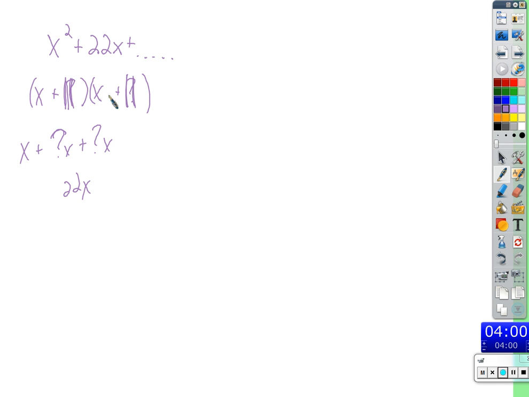And now that we know that that's 11, we know that when we multiply this together, we're going to get 11 times 11, which is 121. There we are.